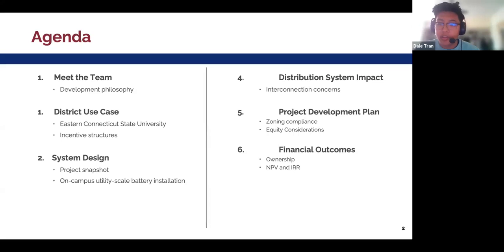Then the project development plan, discussing zoning compliance and equity considerations. And finally, the financial outcomes, addressing ownership, the partnership structure for financing the project, and the results related to this project. Next slide, please.